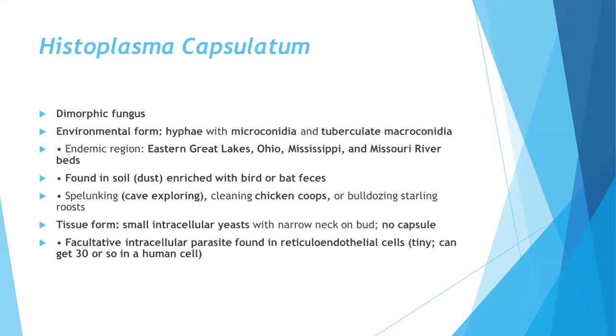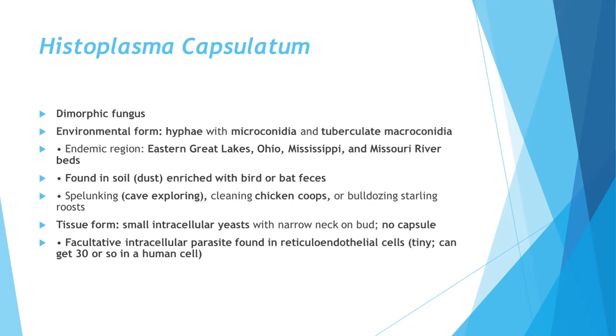So first of all, we will talk about Histoplasma capsulatum, which is a dimorphic fungus. It has an environmental form of hyphae with macroconidia and tuberculate macroconidia. The endemic regions are the Eastern Great Lakes, Ohio, Mississippi, and Missouri river beds. Now, in the case of these systemic infections, these endemic regions are very important and sometimes may be the only clue for you to diagnose the disease in the examination.